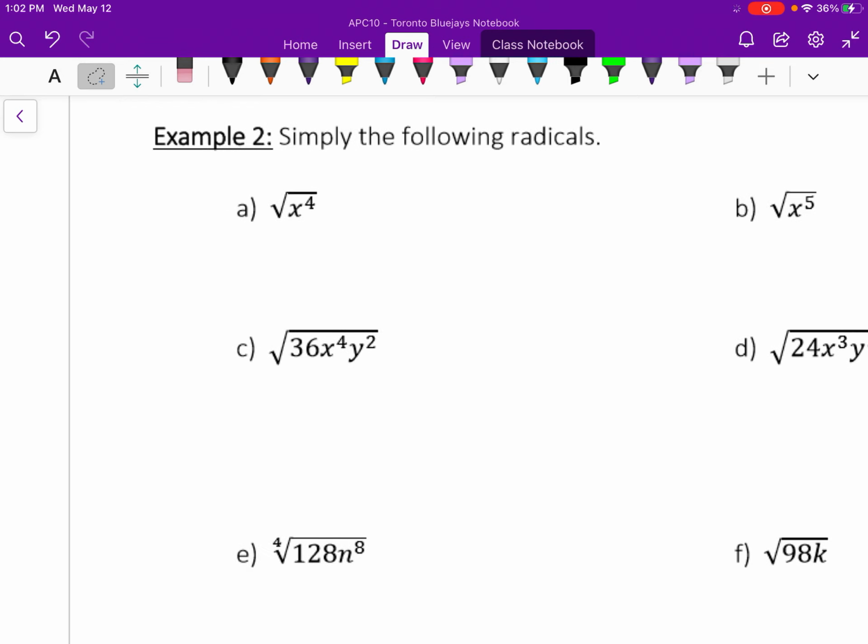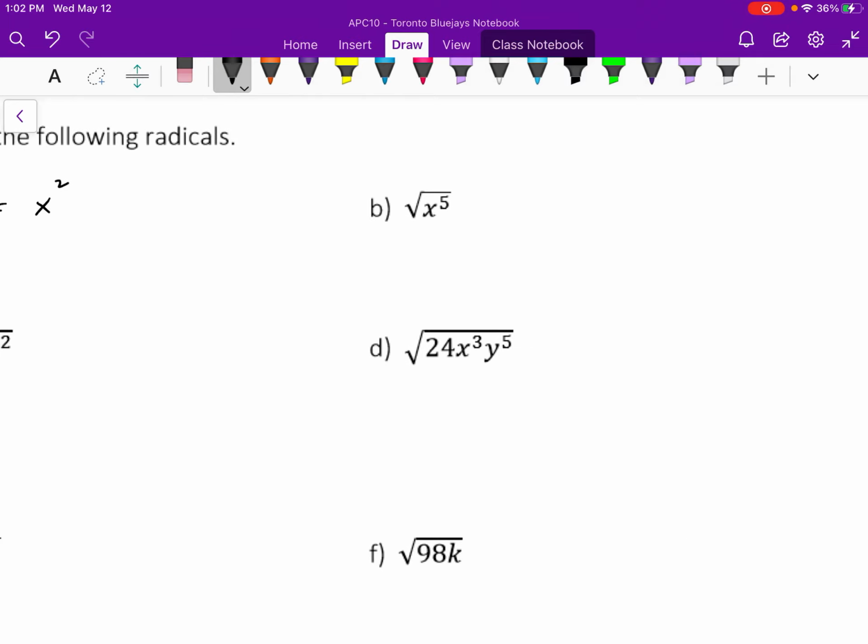Start off very straightforward. Simplify the following radicals. Well, this is the square root of x to the power 4. We can just ask ourselves what multiplied by itself twice gives you x to the power 4, and that is x squared. Now, here's a tricky one. What is the square root of x to the power of 5? Well, we're going to use the multiplication rule. I know that the square root of x to the power of 4 is simply x squared, and the square root of x to the power of 6 is x cubed, but I don't know the square root of x to the power of 5.